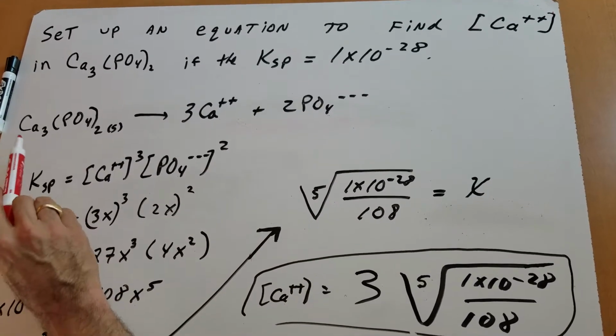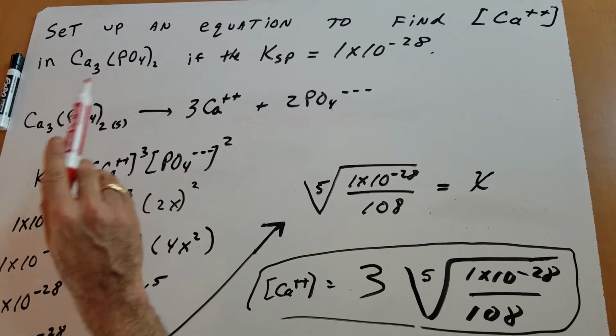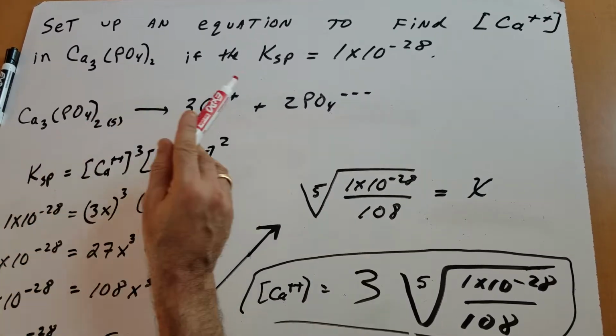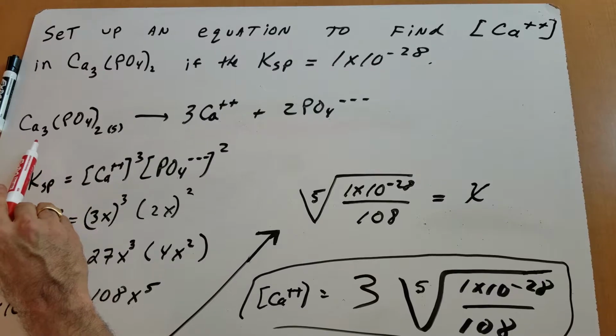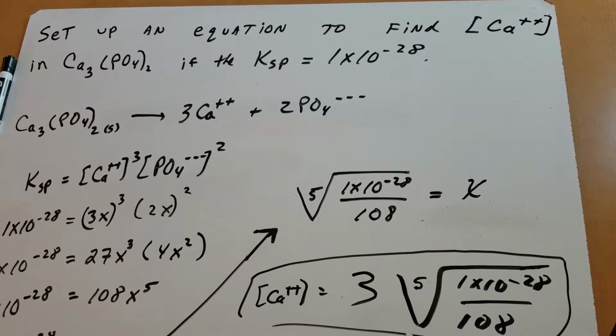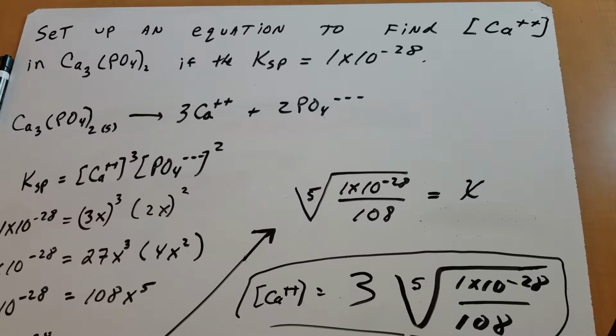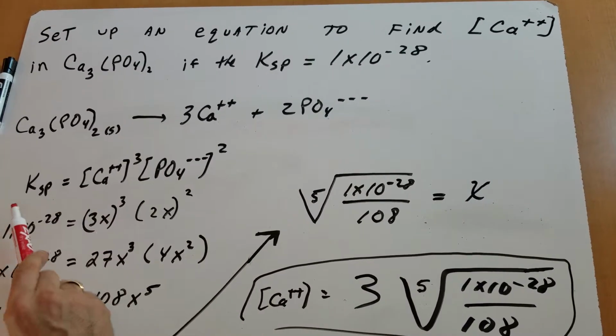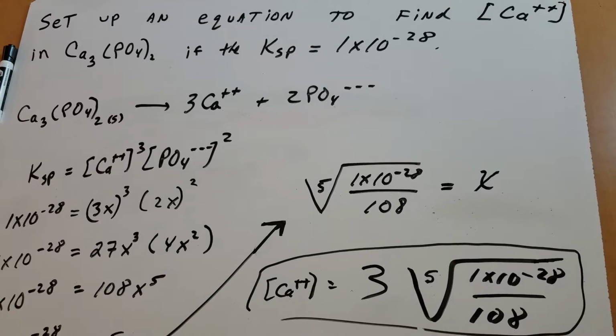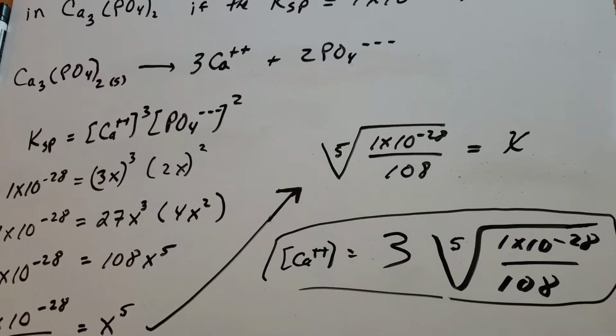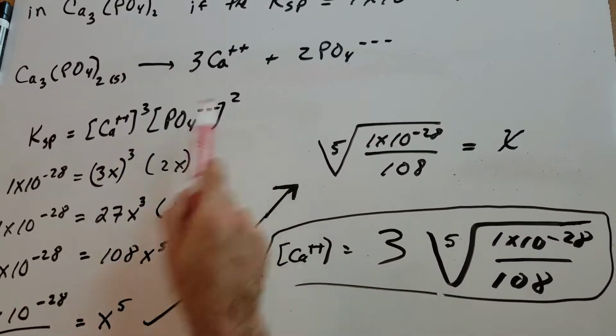Now, what I would first do is write the reaction out. Whatever they give you is always a solid. If they give you KSP, you know it's a solid. So you're going to take the calcium phosphate and it breaks into 3 moles of calcium and 2 moles of phosphate. The next move is to write the KSP. It's going to be calcium to the third times phosphate squared.